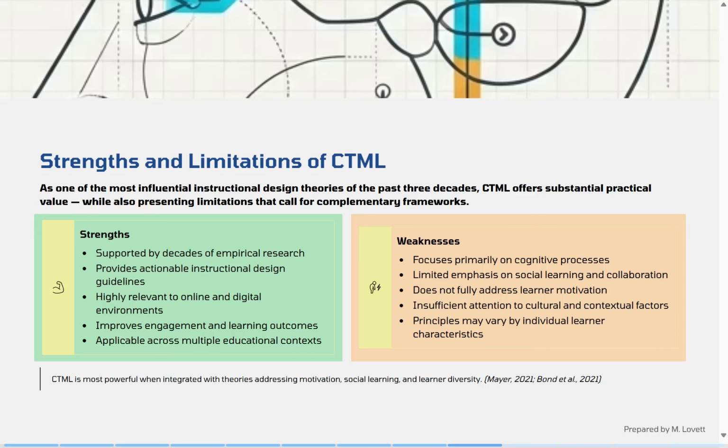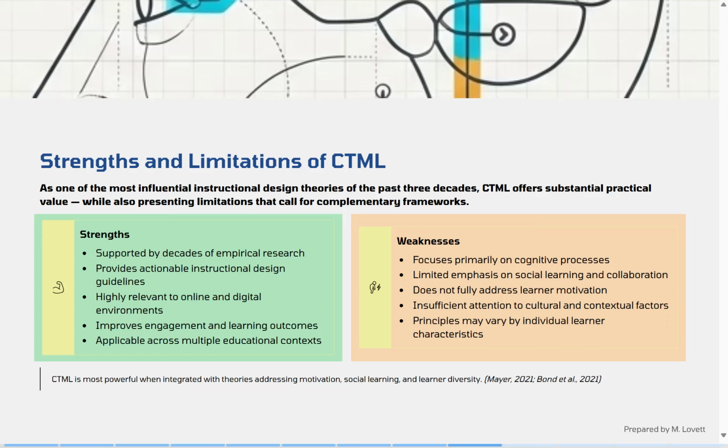Any educational theory, CTML included, has both strengths and limitations. One of its greatest strengths is that it's grounded in decades of empirical research and provides practical guidance that educators can immediately apply when designing instruction. That's one of the reasons I was drawn to this theory. It doesn't just explain how people learn. It offers concrete principles that can improve online teaching and instructional design.